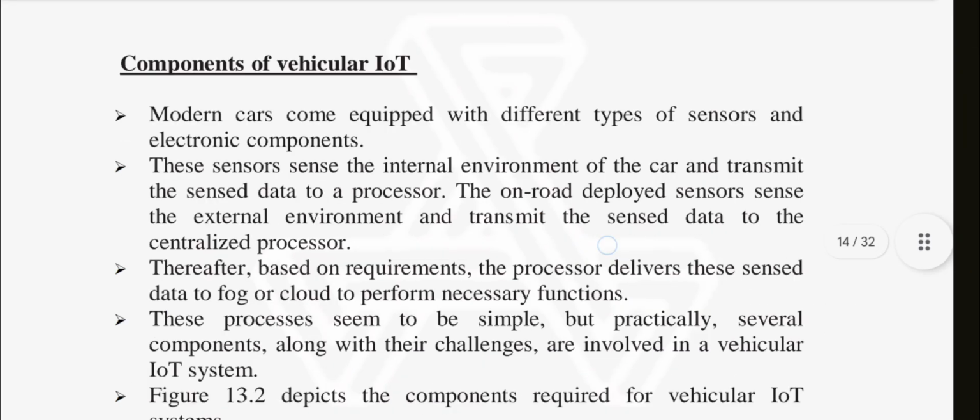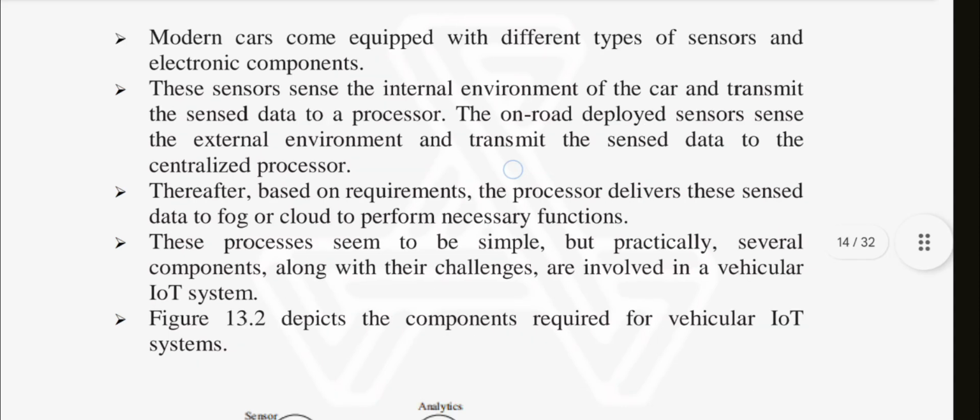These are the components of vehicular IoT. Modern cars come equipped with different types of sensors and electronic components. These sensors sense the internal environment of the car and transmit the sensor data to the processor on the road. Deployed sensors sense the external environment and transmit the sensor data to a centralized processor. Thereafter, based on the requirement, the processor delivers this sensor data to fog or cloud to perform necessary functions.